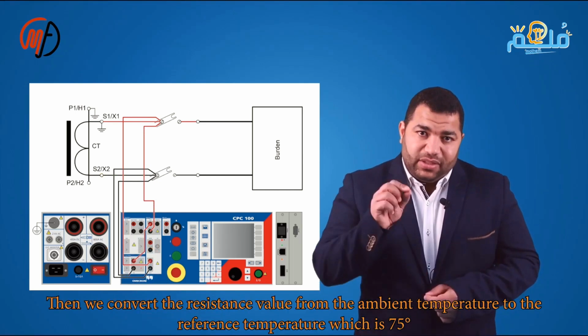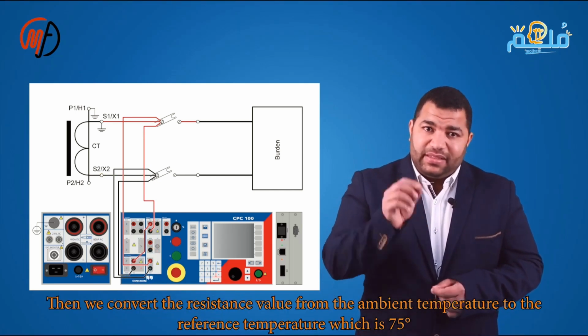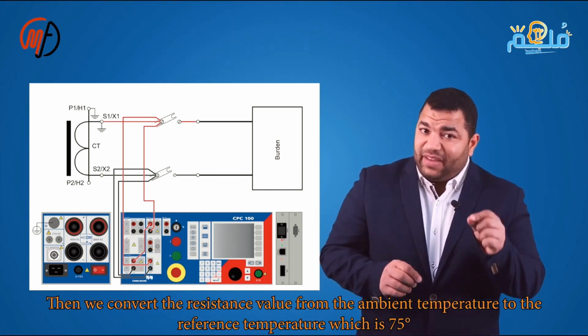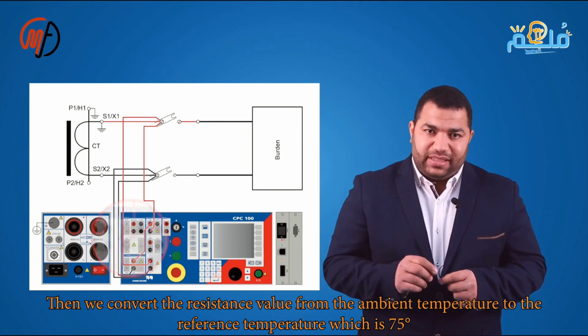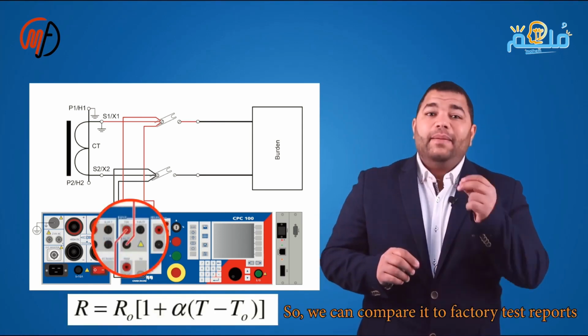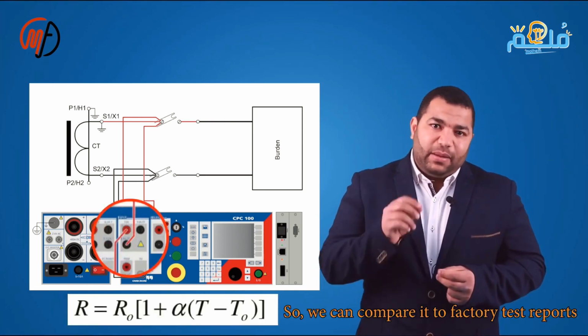Then we convert the measured resistance value from the site temperature at the time of the test to a temperature of 75 degrees Celsius using this equation, so we can compare it with the factory test report to ensure its accuracy. Now, someone might ask how to measure the site temperature in the first place.